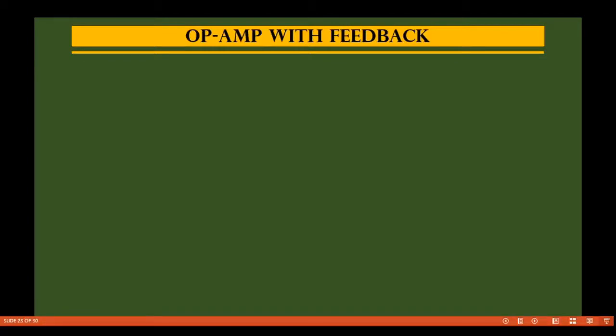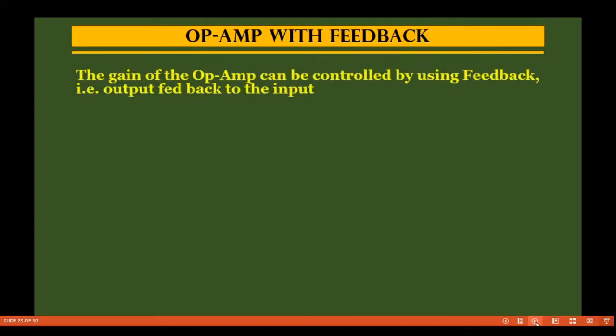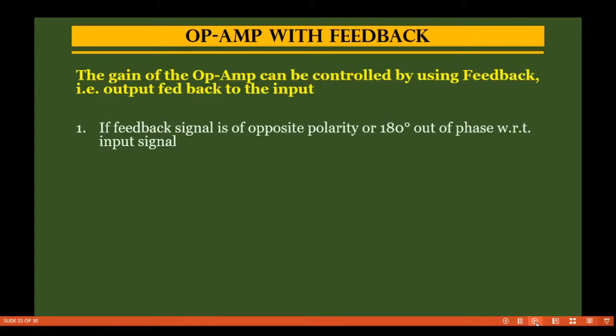A feedback can be a negative feedback or a positive feedback, but feedback means we are connecting the output with the input. So here the gain of the op amp is controlled by using a feedback, that is, the output fed back again to the input terminal. If the feedback signal is of opposite polarity, that means 180 degrees out of phase with respect to the input, then we call it a negative feedback, right?